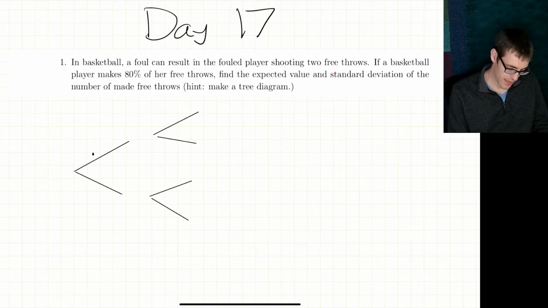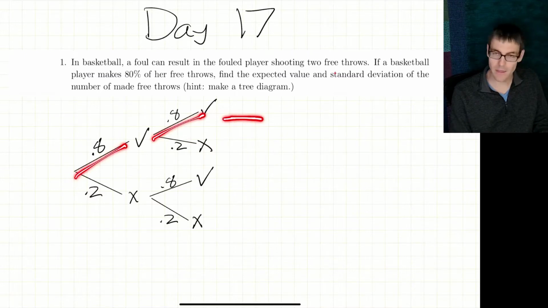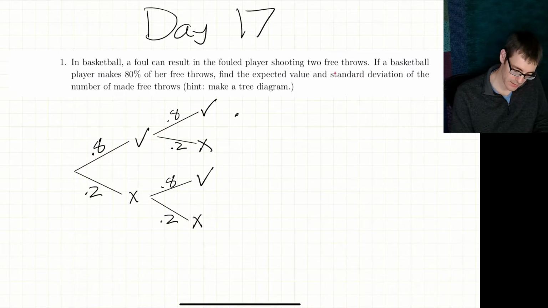All right, so there's an 80% chance that the first shot is made and an 80% chance that the second shot is made, which means that there's 20% chances of misses. And we can find the probability of ending up at any one of these end nodes by multiplying through. So in this case, 0.8 times 0.8 is 0.64. That is the situation where 2 shots were made.